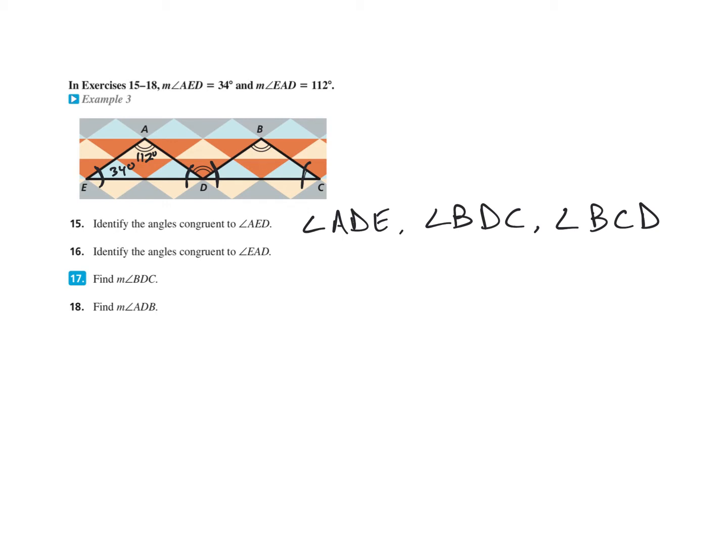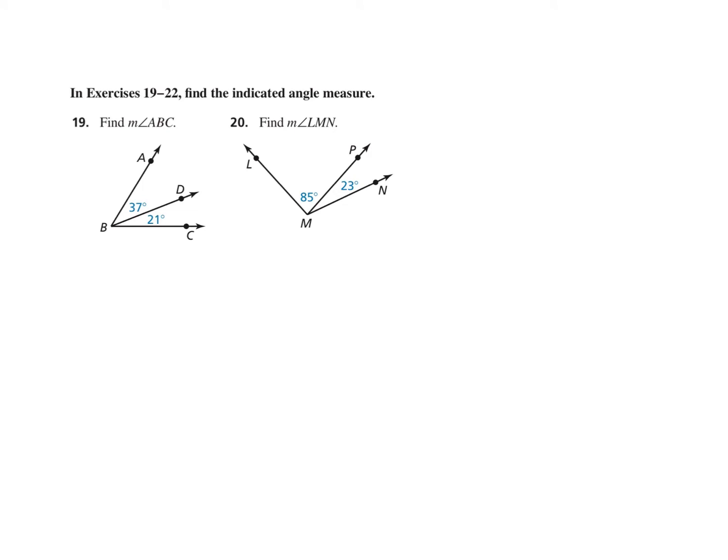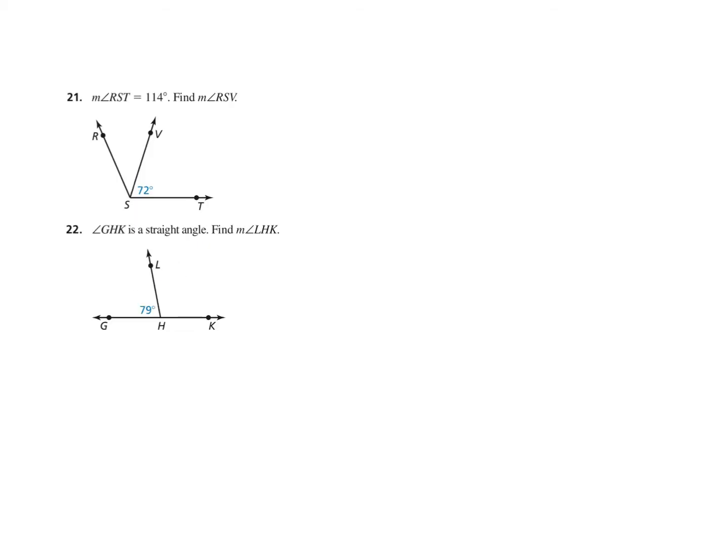All right, and then number 17, find angle BDC. BDC is, let me change the color here. This one right here, BDC. Well, it had a single line through it, which is the same as the AED, so that's 34 degrees. All right, next. Find the indicated angle measure. So find ABC here. So ABC, this whole angle here. Well, angle addition postulate says you take 37 plus 21. That's 58 degrees.